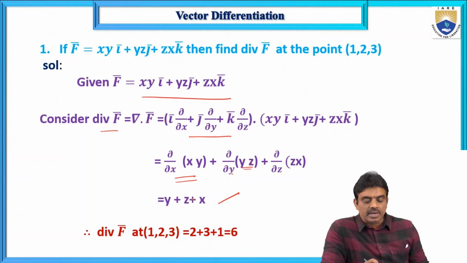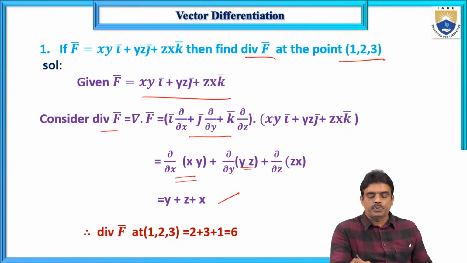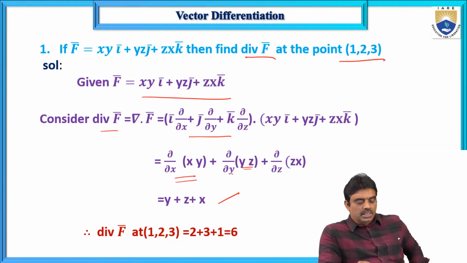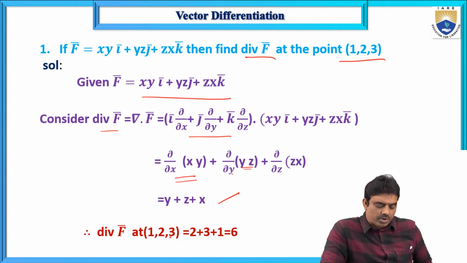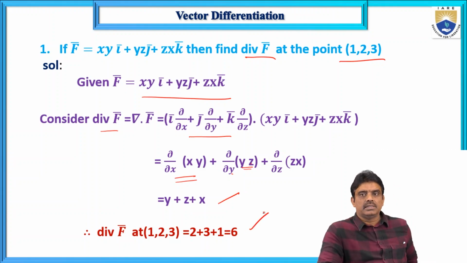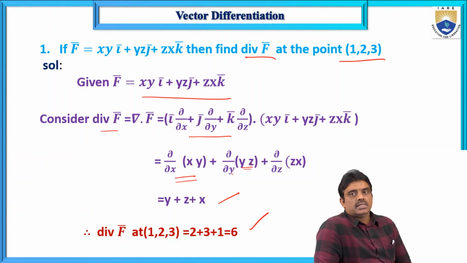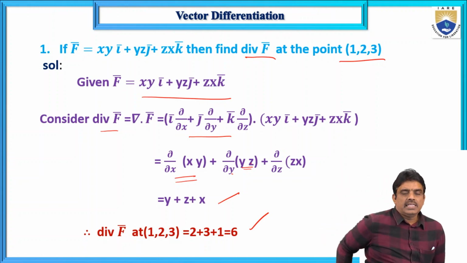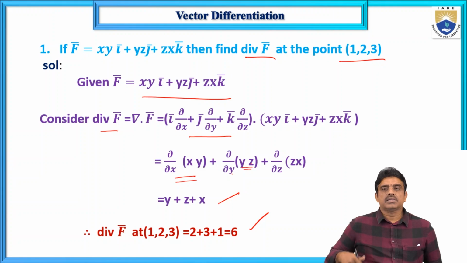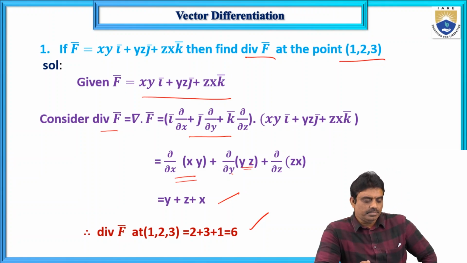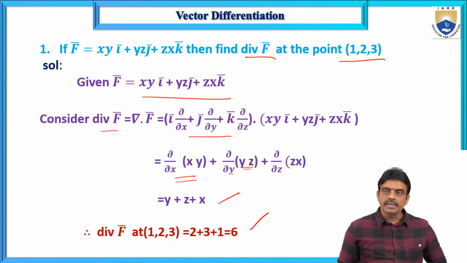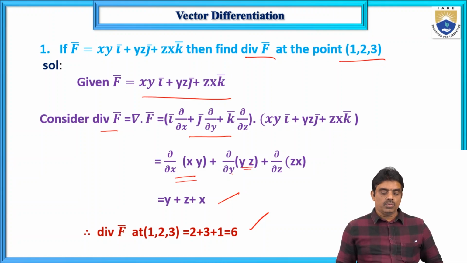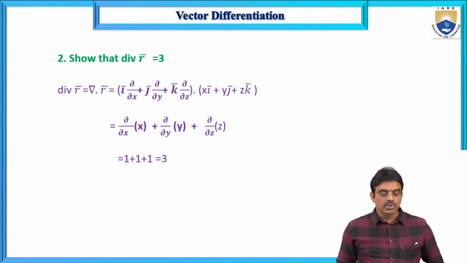Now we need to calculate div f bar at this point 1, 2, 3. So substitute x as 1, y as 2, z as 3. Then the value of div f bar is equal to 6. Div f bar value is always a scalar value. So at the point it is some real constant. Right, so we go to another problem.